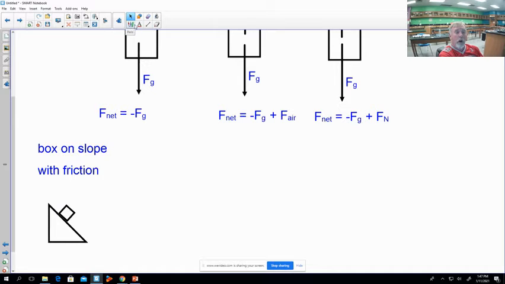Again, we're on the surface of the Earth here, right? So we're going to have gravity. Which direction does gravity point? Gravity always points straight down. It will never point at an angle. It's always pointed to the center of the Earth. So we've got our force due to gravity.